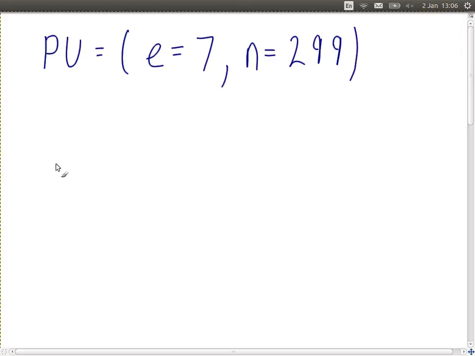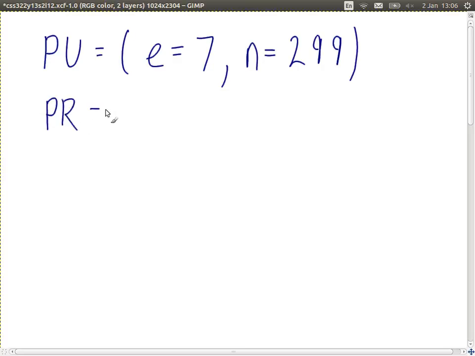What are you looking for? What parameter? I've given you PU, the public key of me. I want you to find my private key, but specifically what value or what parameter? D is the one that's secret or private. We often write the private key in the corresponding key pair, some value D equals what? That's your challenge.